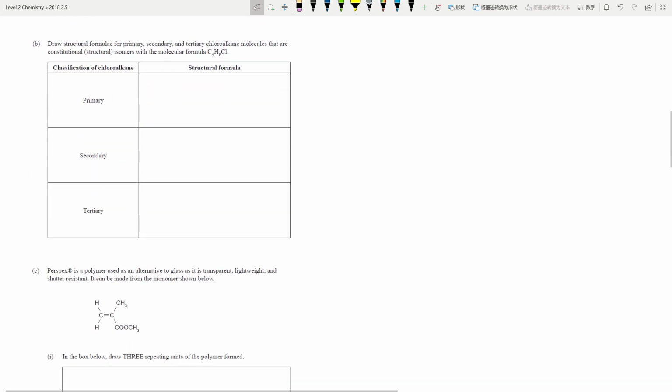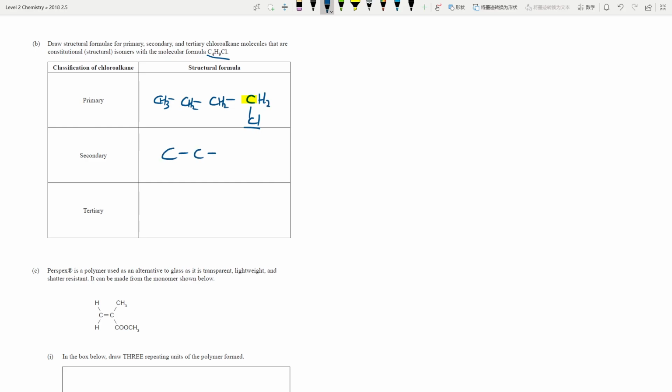Next one, draw structural formulas for primary, secondary, and tertiary chloroalkane molecules that have a molecular formula of C4H9Cl. It's quite easy. I always go with something like this. As you can see, I don't do the hydrogens first because the hydrogens are just fillers. This is a primary chloroalkane because the Cl is bonded to a carbon which is bonded to only one other carbon. Then I can just finish it up by adding all the hydrogens in, and that should add up to 9 hydrogens.